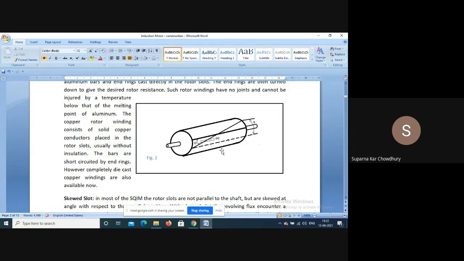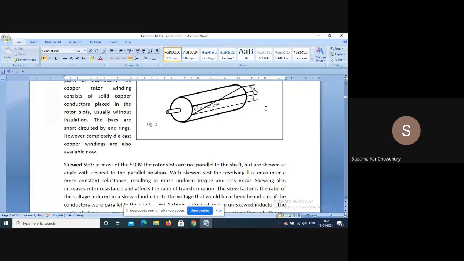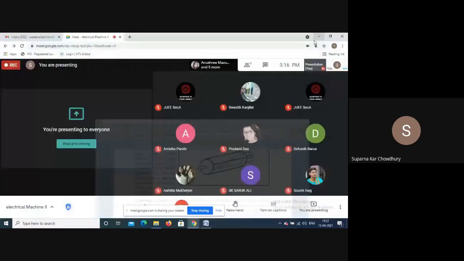The advantage is that if it is parallel to the shaft, then the flux linkage is the same at every point of this conductor. But if it is skewed, it will be different at different points, and at the rotor we have a better performance of the machine.